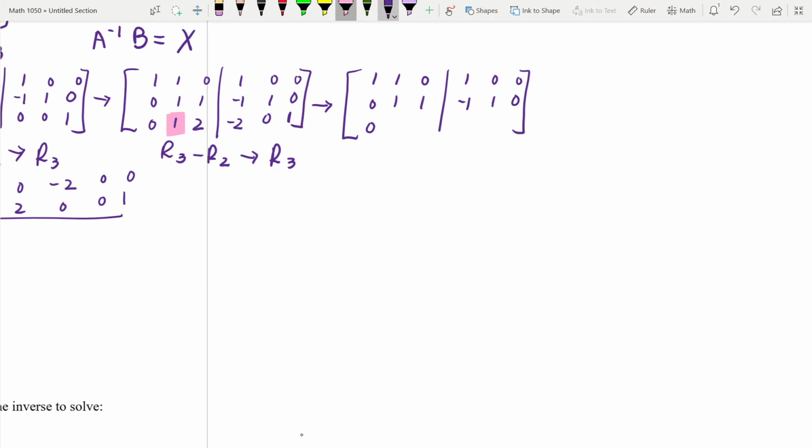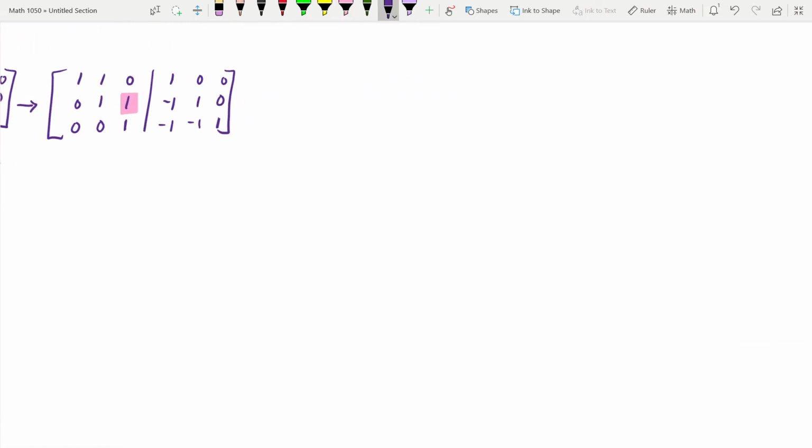0 minus 0, 0. 1 minus 1, 0. 2 minus 1, 1. Negative 2 minus a negative 1. That's a negative 2 plus 1, which is a negative 1. 0 minus 1, negative 1. 1 minus 0, 1. The next thing I need is a 0 there. I cannot use row 1. I can do row 3 minus row 2, or row 2 minus row 3. Row 2 minus row 3 is better because it doesn't mess up my center 1. It keeps it a 1, okay?